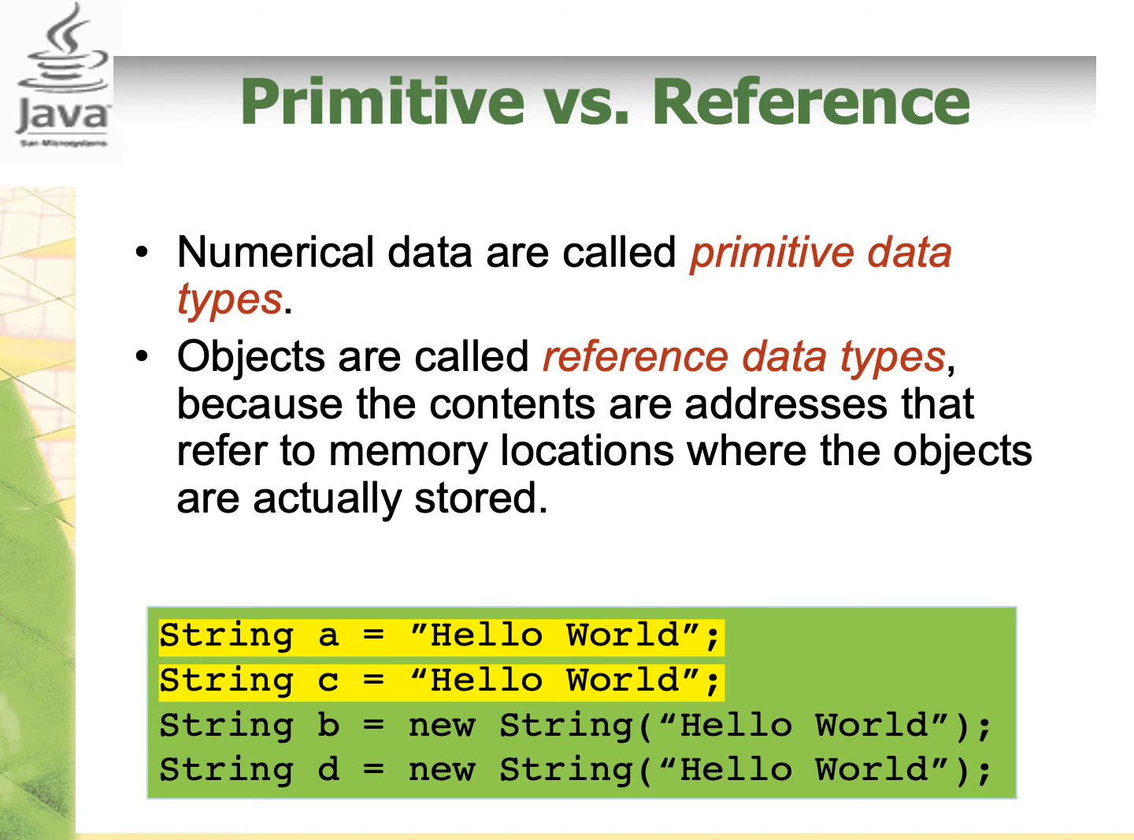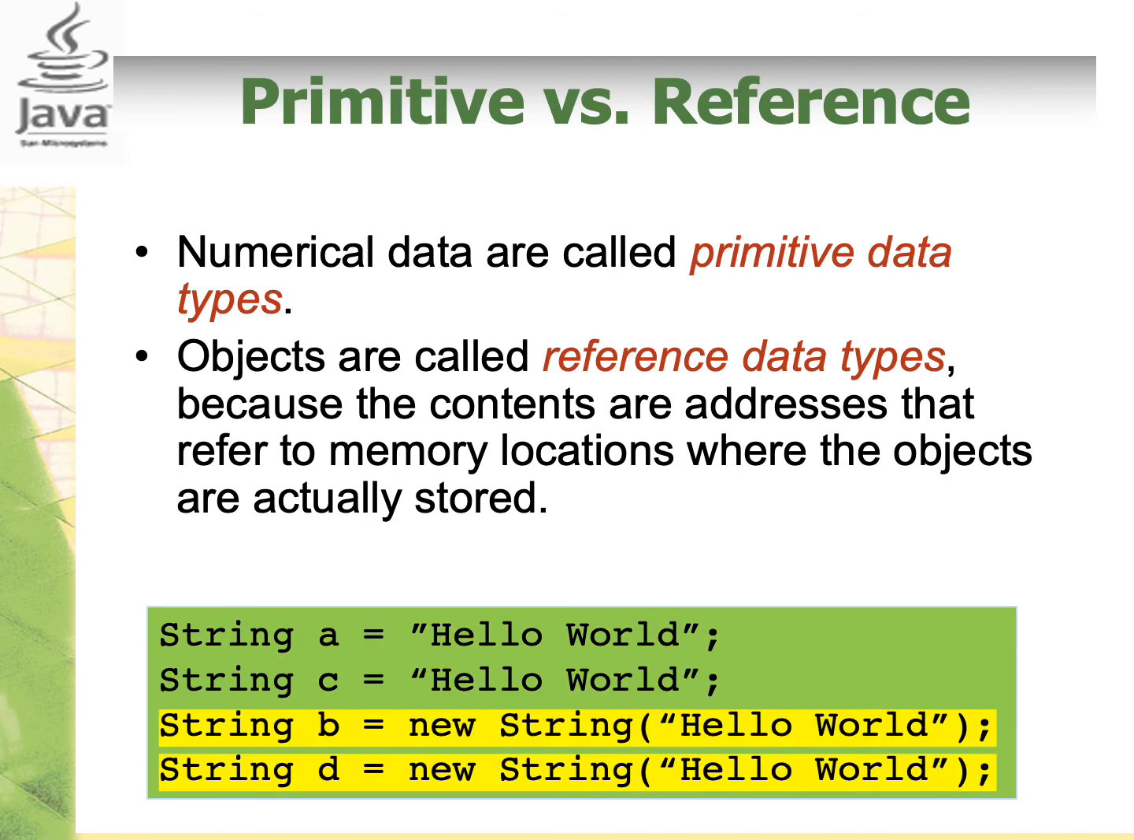When we have String a equal to "hello world" in double quotes and String c equal to "hello world" in double quotes, only one String object is created. a and c will point to the same memory location. This is the concept of the string pool. However, when we have the new keyword, we are creating separate objects for String b and String d, because we have String b equal to new String("hello world") and String d equal to new String("hello world"). So they have different memory locations.